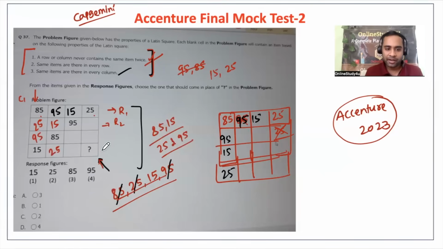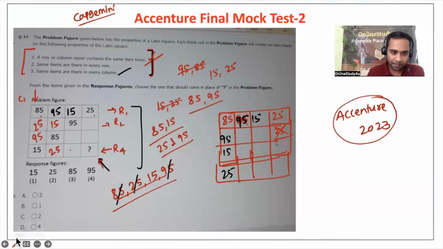Now we will directly come to row 4. In row 4, we have 15 and we have 25. What are the options left? 85 and 95. So can I put 95 here? I'm just asking you, can I put 95 here?